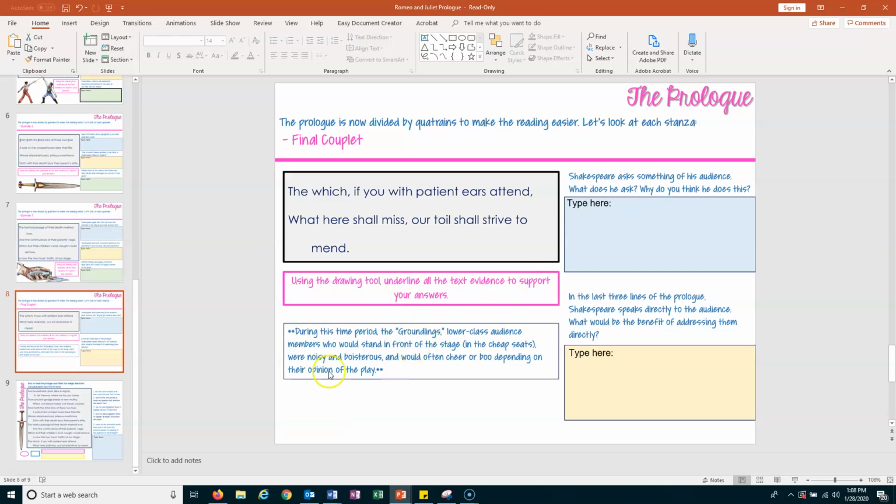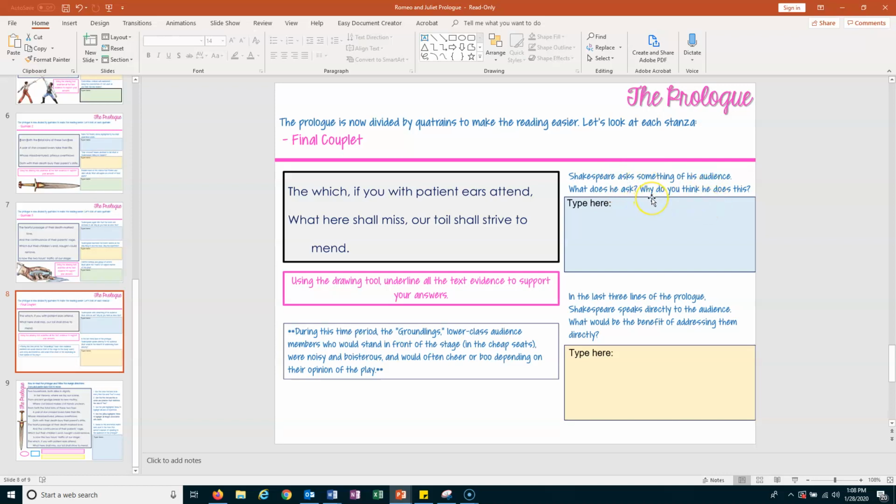We're going to talk a little bit about this and Shakespeare, probably before you get to this, and about the Globe Theater and some other information. But those people were often noisy and boisterous, and they would cheer or boo depending on the opinion of the play. So they're like hecklers basically, or they would be really big supporters depending on if they liked it or didn't like it. So Shakespeare asked something of his audience.